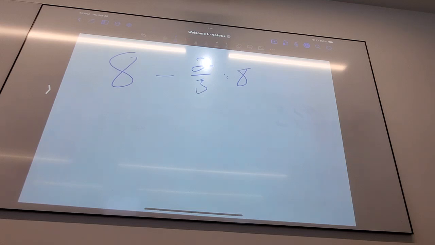What's that first thing? How much of an 8 is the first thing? 1. It's a whole 8. What's one whole thing minus 2/3 of a thing? Yes, this is 1/3 of an 8, which is 8/3. It's the same kind of idea. 1 whole 8 minus 2/3 of an 8 is 8 times 1 minus 2/3, which is 1/3 of an 8.